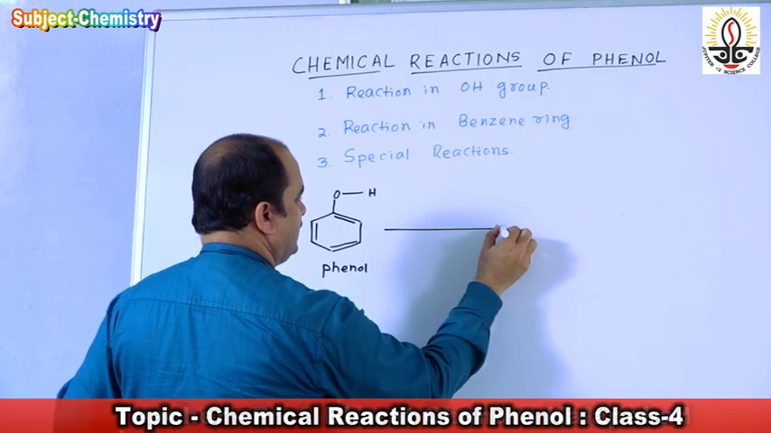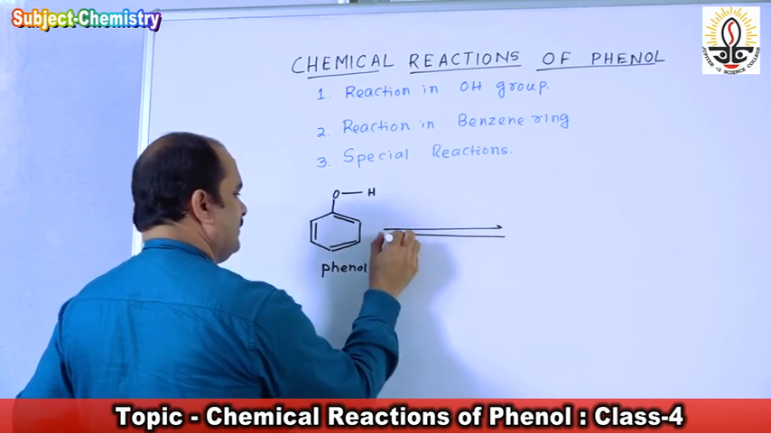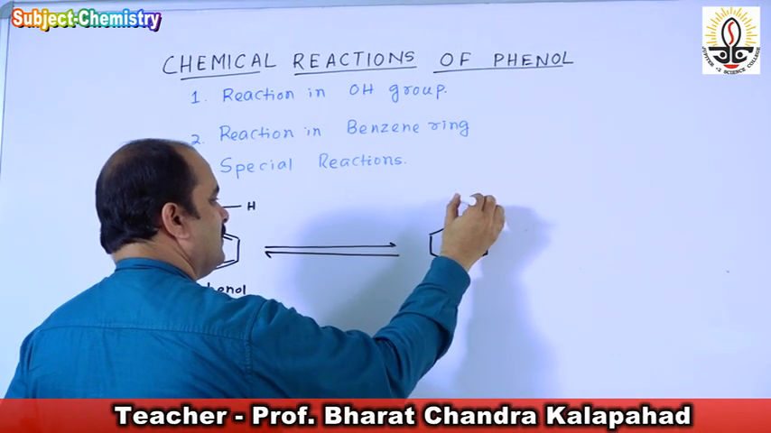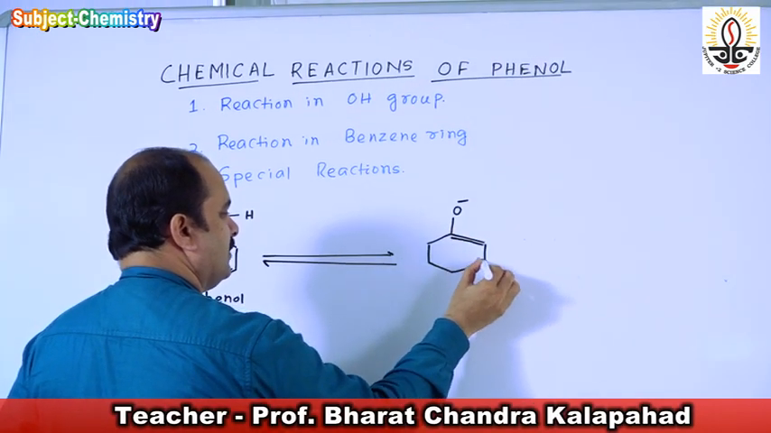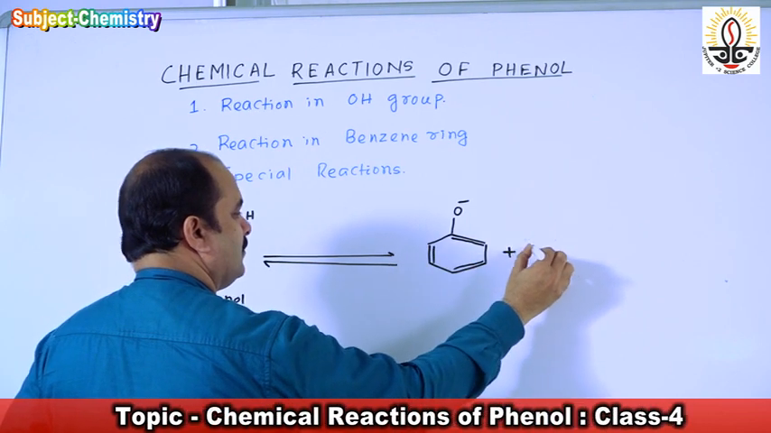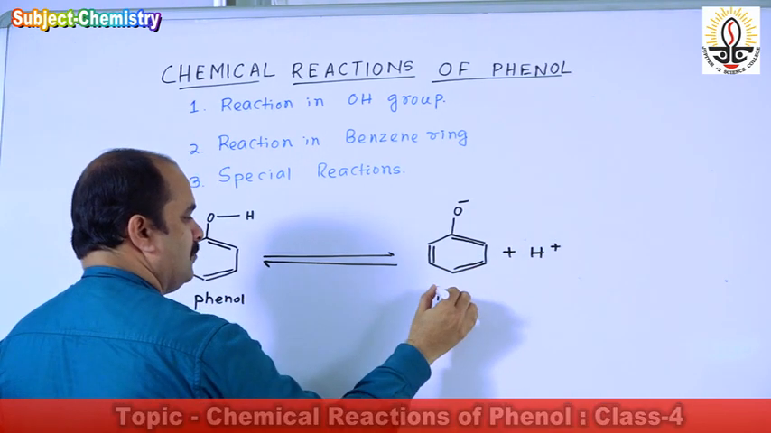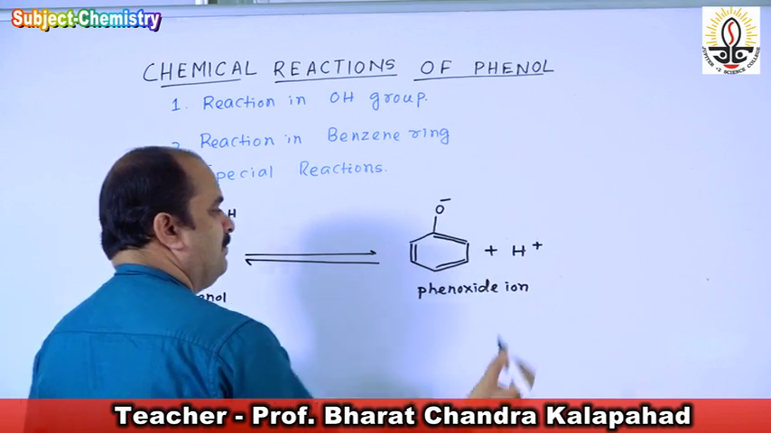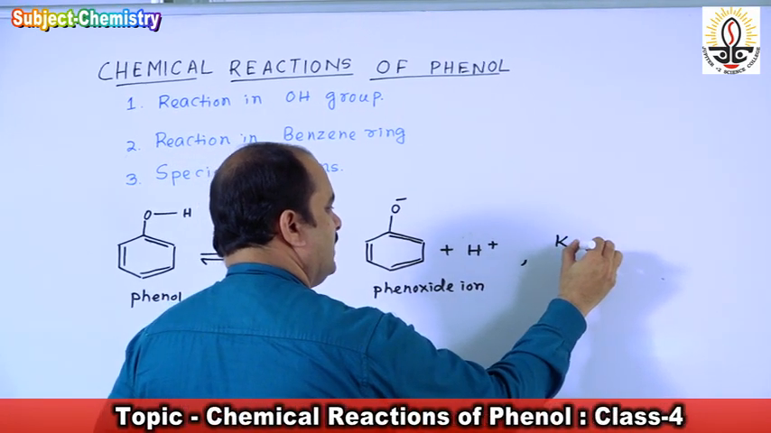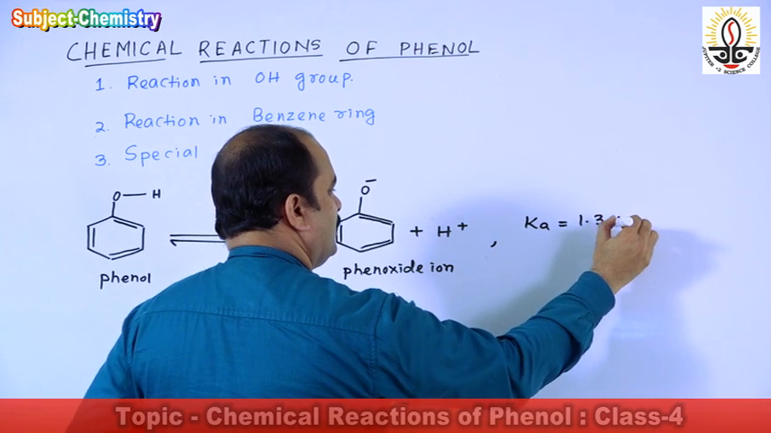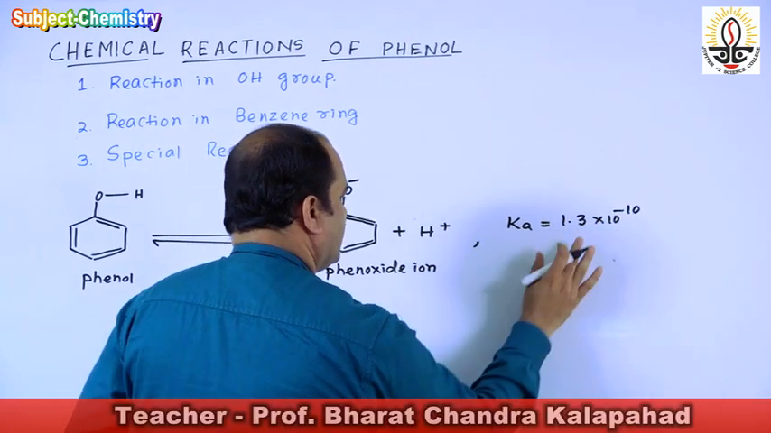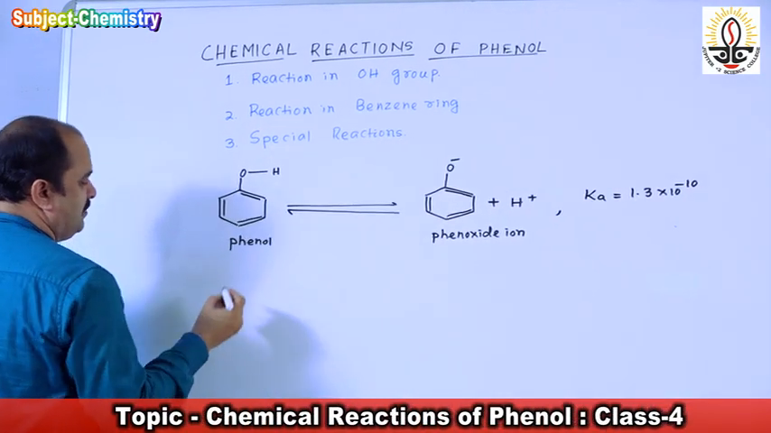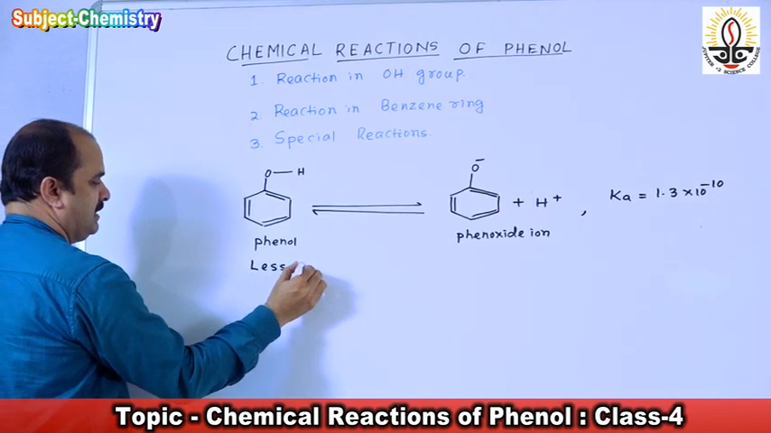Phenol is acidic. Phenol is a weak acid. It gives H plus ions on ionization to give phenoxide ion. The dissociation constant of phenol is Ka equal to 1.3 into 10 to the power minus 10. It indicates phenol is a weak acid, but from the resonating structure, phenol is less stable.